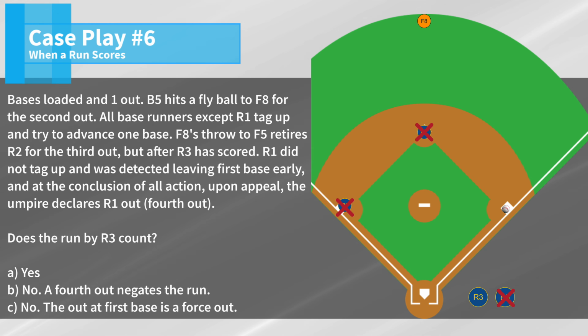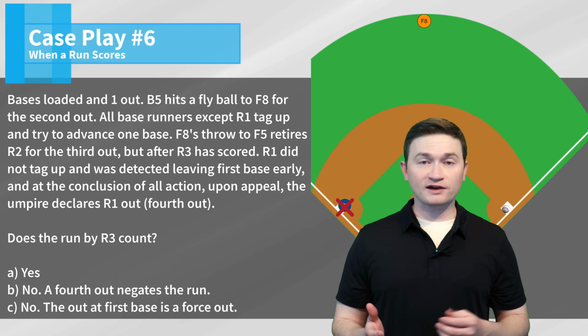Does the run by R3 count? Is this A, yes, B, no, a 4th out negates the run, C, no, the out at first base is a force out? The correct answer here is A.